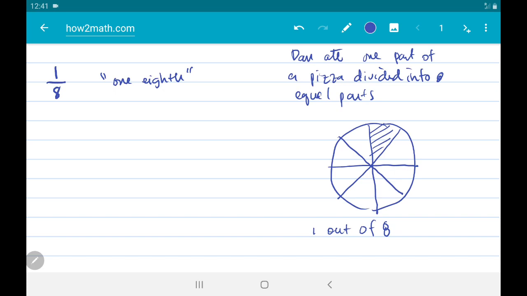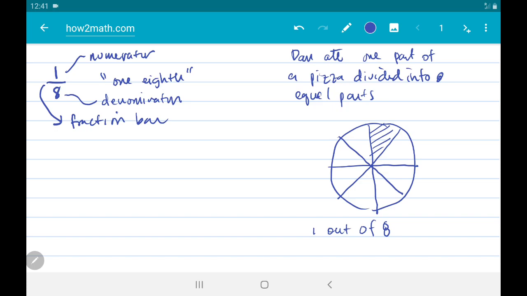Although nowadays many people read it as 1/8. Now, just a brief recall, the number at the top is called the numerator, and the number at the bottom is called the denominator. Again, this is called the fraction bar.